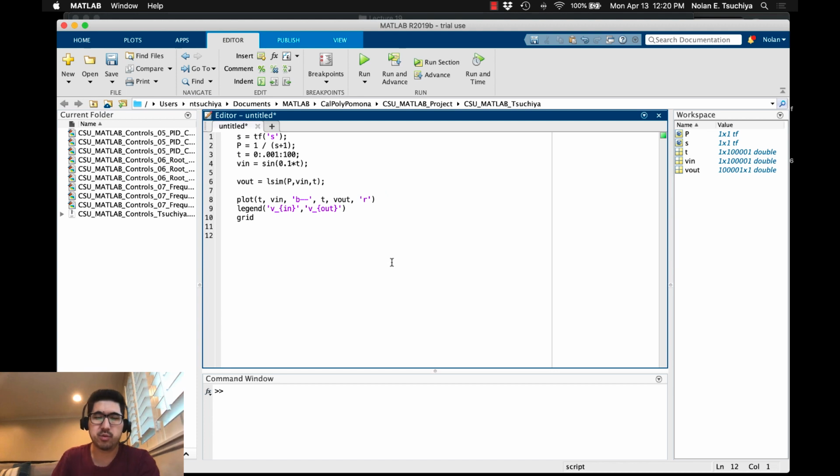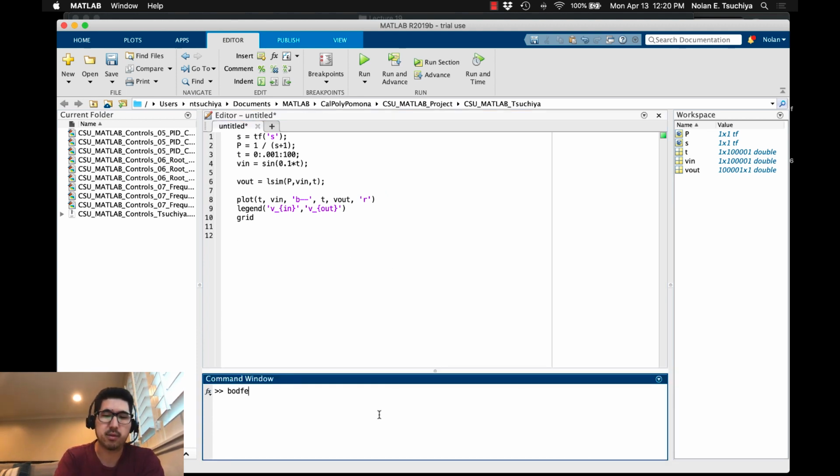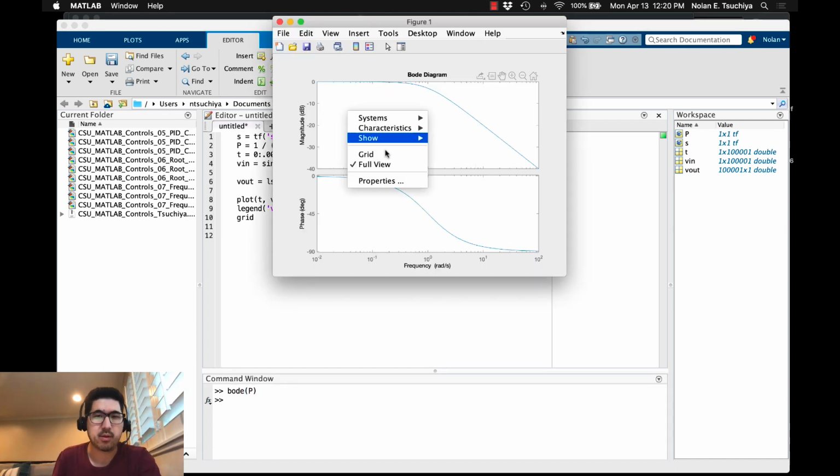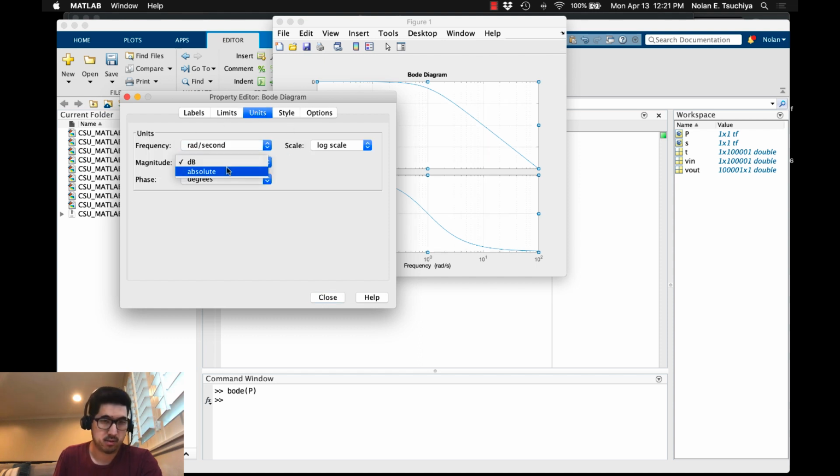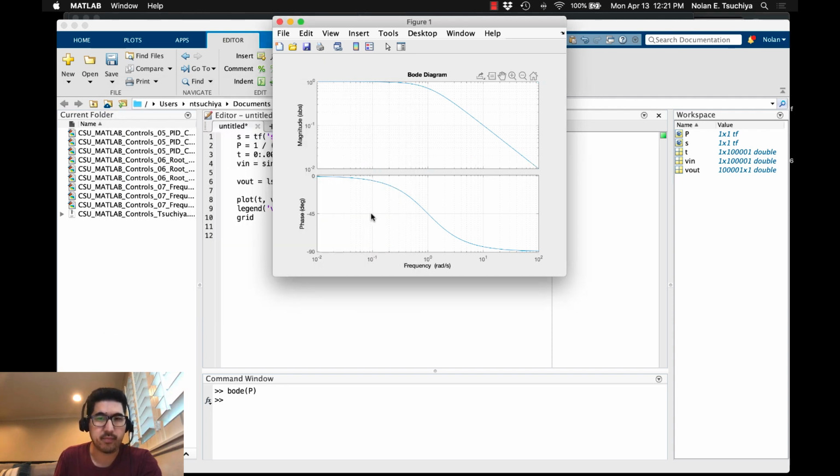One other thing we could do is look at the Bode plot of P itself to verify what we should expect for that particular frequency. So if I put a grid on here, change the magnitude to absolute, we can zoom in to a frequency of 0.1, that's 10 to the minus 1, that's right here. We can see that our magnitude is basically 1, or 0.995 at that frequency, and our phase is negative 5.6 degrees at that frequency.